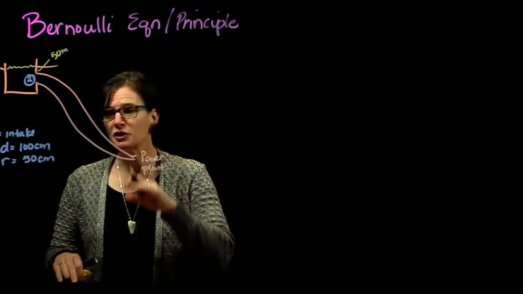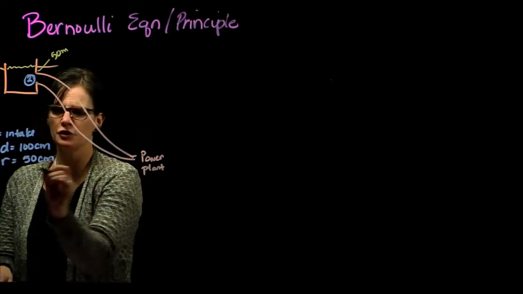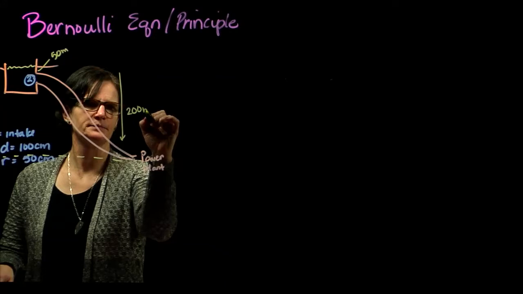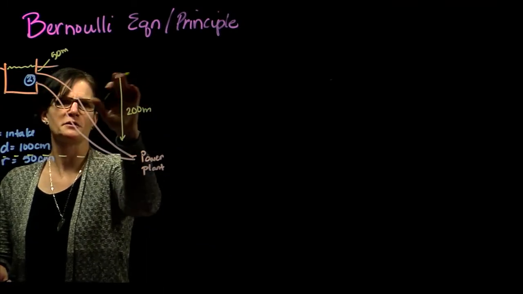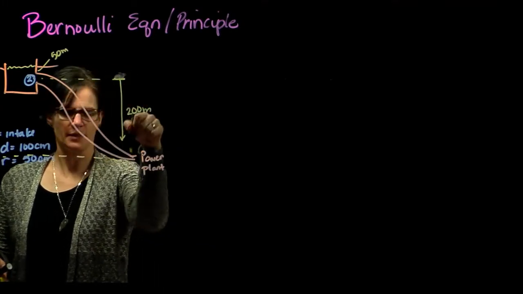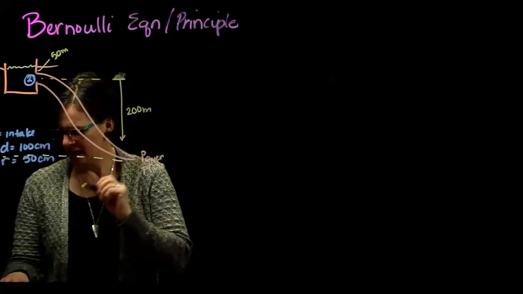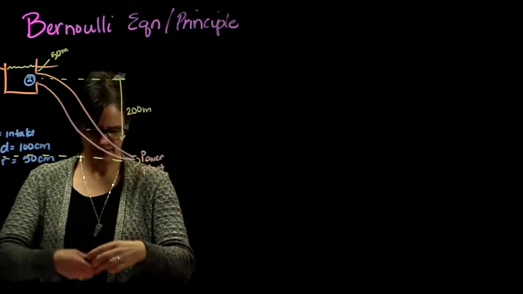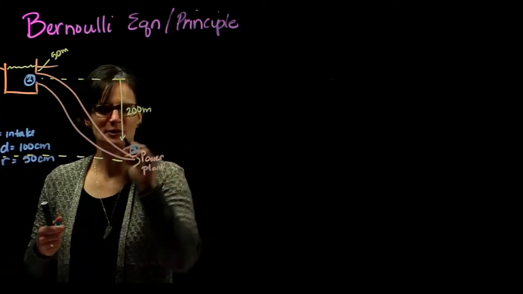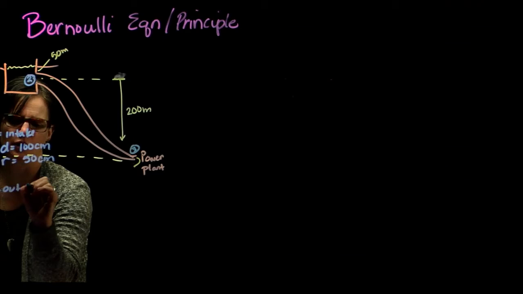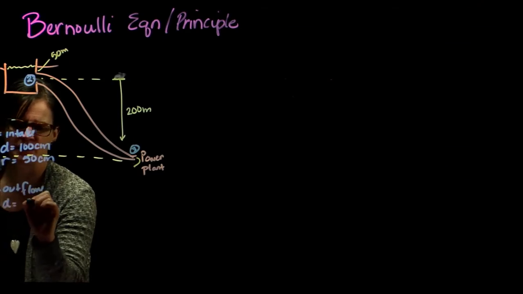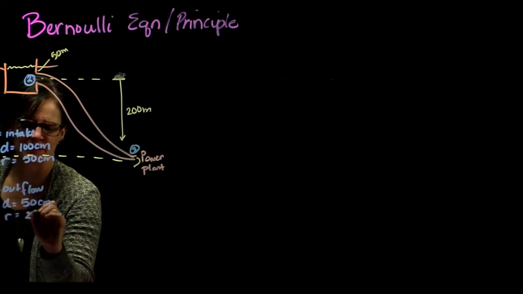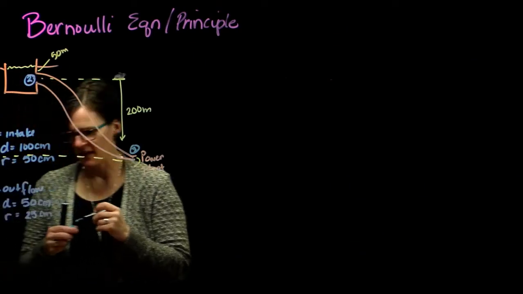The water drops 200 meters through the tube. So this distance is 200 meters between the reservoir tube and the bottom. And it leaves the tube to go to the power plant, the turbine, which at this location we'll call spot 3, and you'll see why I chose 3 in just a minute. The outflow has a diameter equal to 50 centimeters, which means, of course, the radius is 25 centimeters. All right, so that's our situation.